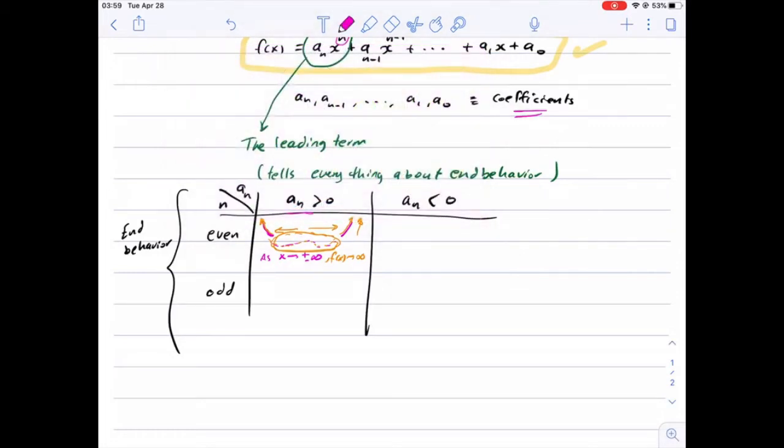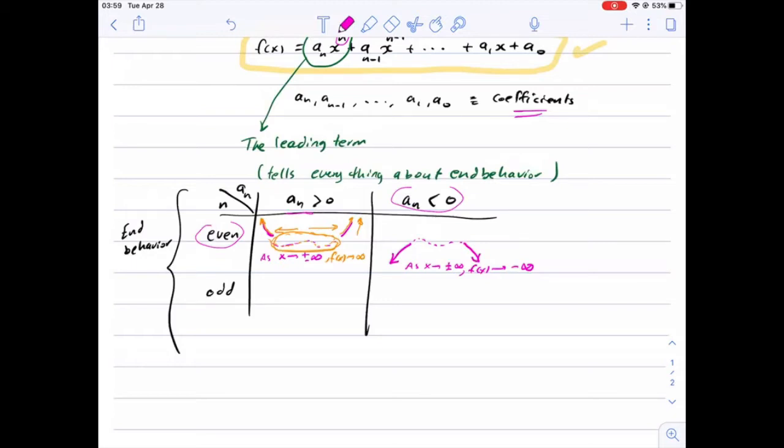Now if n is even and the leading coefficient is negative, then we have this graph. The end behavior looks like this. As x goes to plus or minus infinity, f of x, the graph, goes to negative infinity. As you can see, the graph goes to negative infinity here.